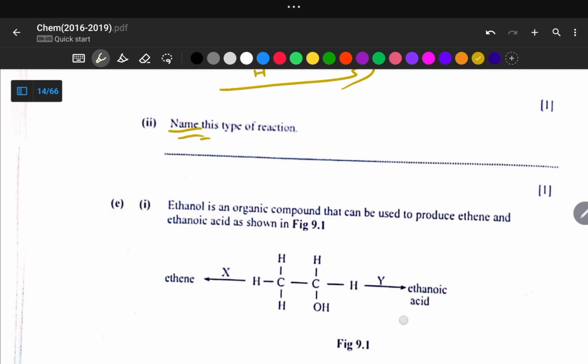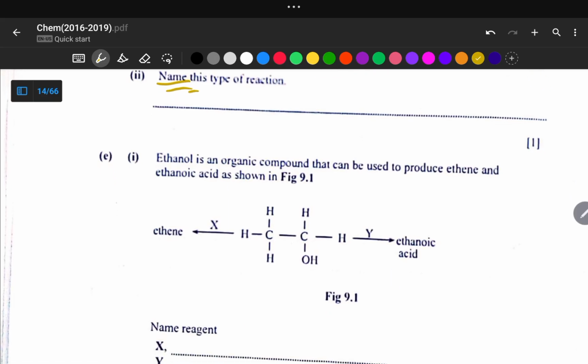And then the next part says ethanol is an organic compound that can be used to produce ethene and to produce ethanoic acid. The reaction from ethene to ethanol is called hydration, and from ethanol to ethene it's dehydration, right? From ethanol to ethanoic acid is called an oxidation reaction, right? This is what you need to understand when dealing with this kind of question.